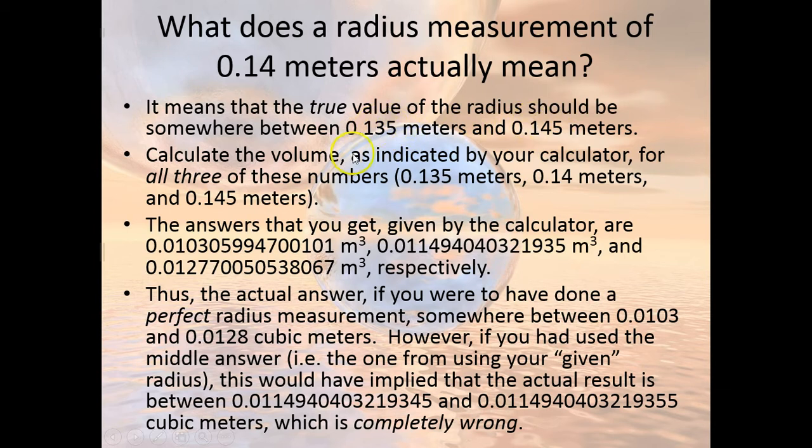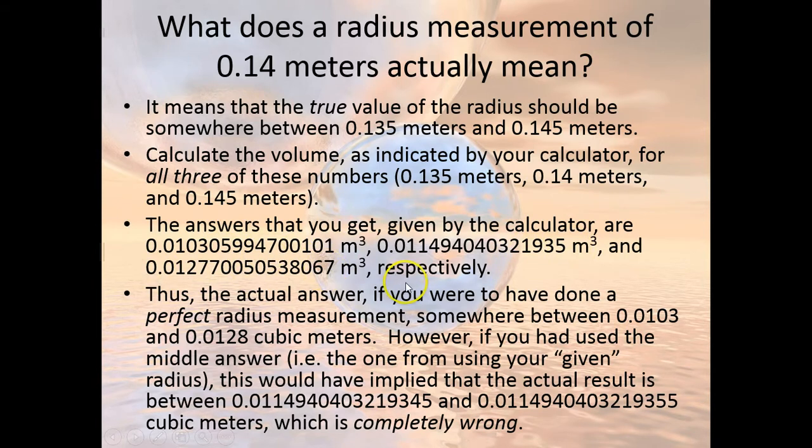So the answers that you would get from your calculator if you plugged in 0.135 meters, 0.14 meters, and 0.145 meters are given by this. In other words, the true volume of the sphere is somewhere between this number and this number. So stating that it's the middle one, which you got by the 0.14, saying, oh, it's exactly 0.011494040321935 meters cubed, that would be wrong, because the probability that it is that is incredibly small. It's actually somewhere between here and here.